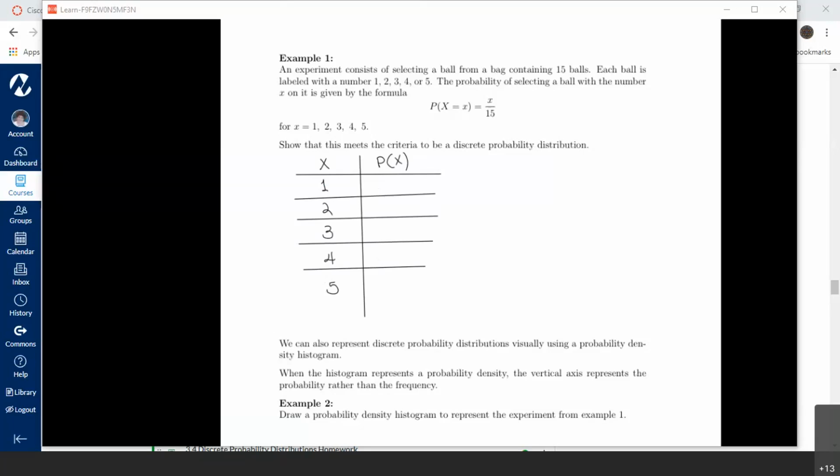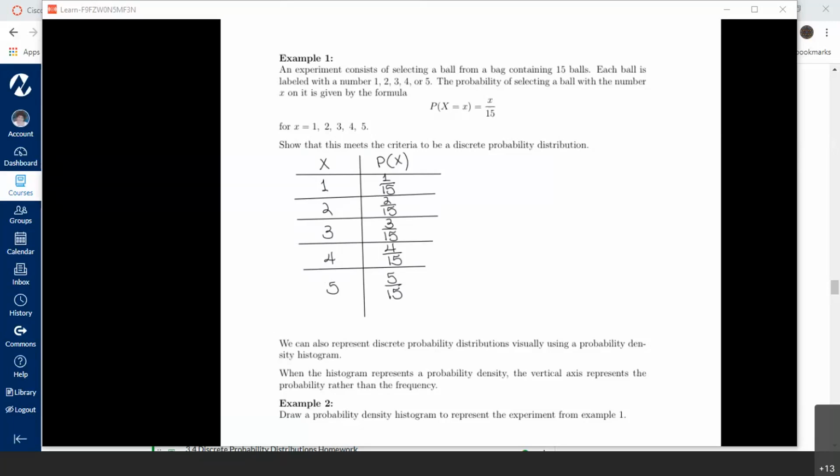Remember, I take the outcome and I divide by 15. So the probability of drawing a ball with a 1 on it is 1 out of 15, because only one of the balls in the bag has a 1 on it. Okay. Probability of getting a 2 is 2 out of 15. Okay, 3 out of 15, 4 out of 15, 5 out of 15. So most of the balls in the bag have a 5 on.